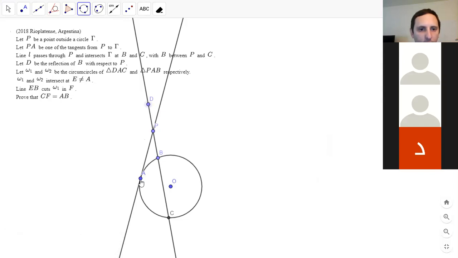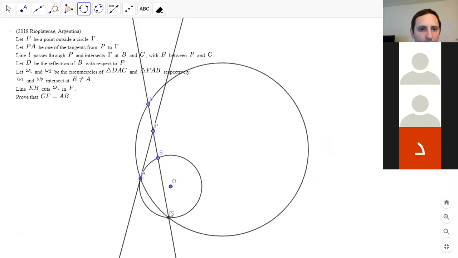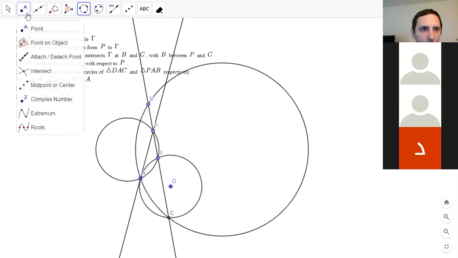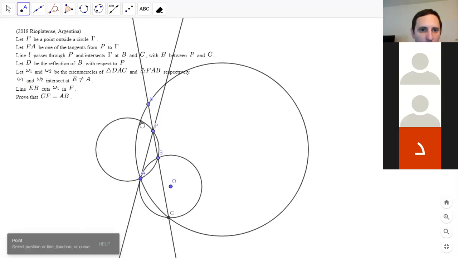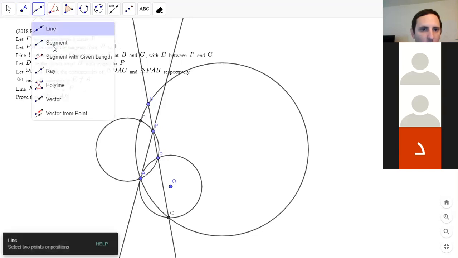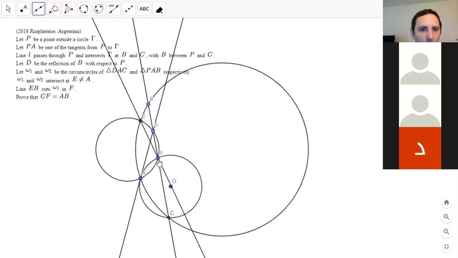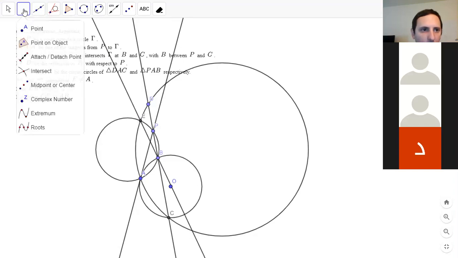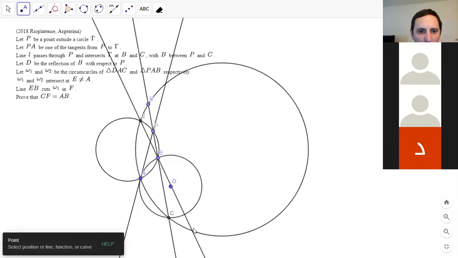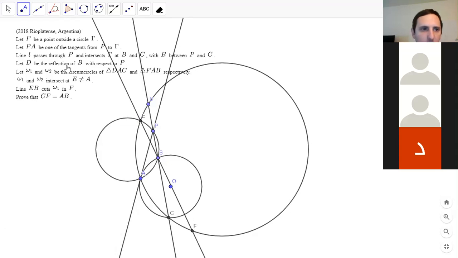So then we draw the circumcircles of DAC and PAB, and they meet at E, and EB intersects omega 1 at F. So what is omega 1? That's the circumcircle of DAC, so that's the big circle, okay? And then we want to show CF is equal to AB. All right.